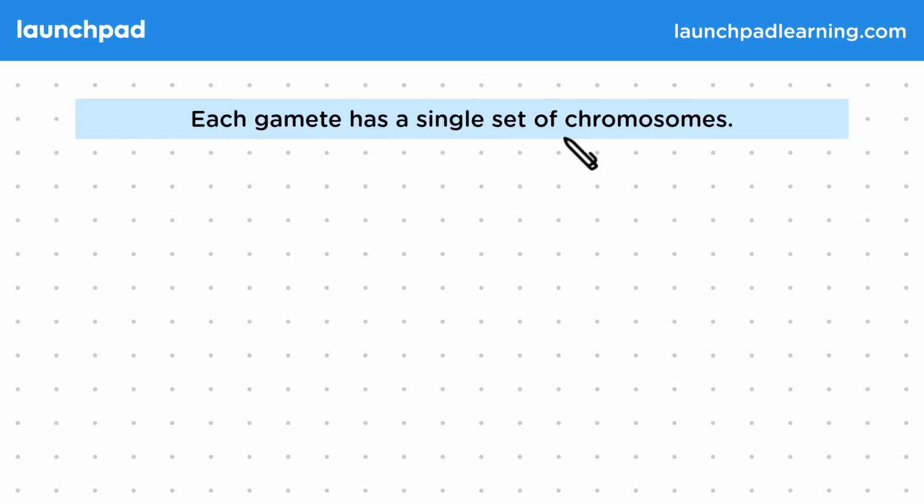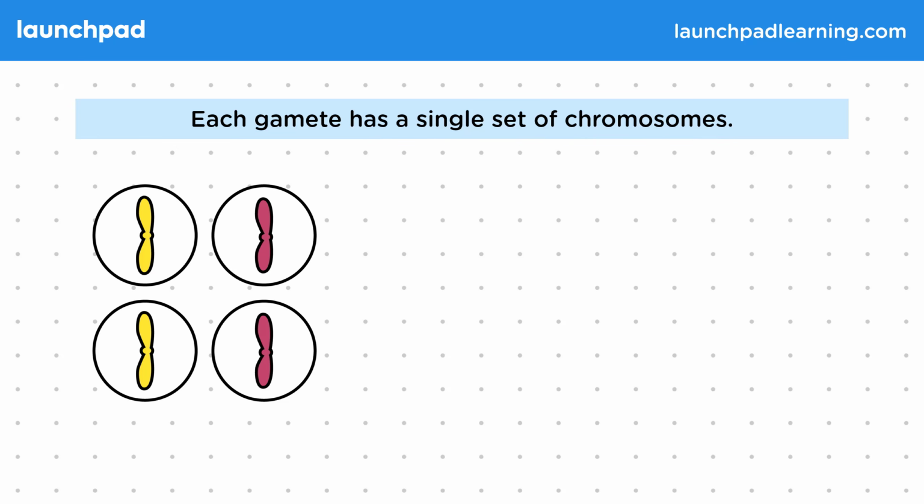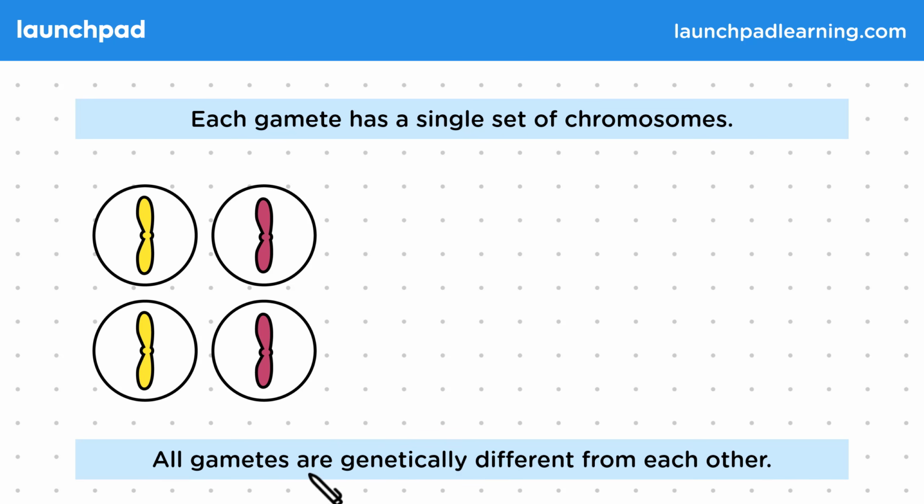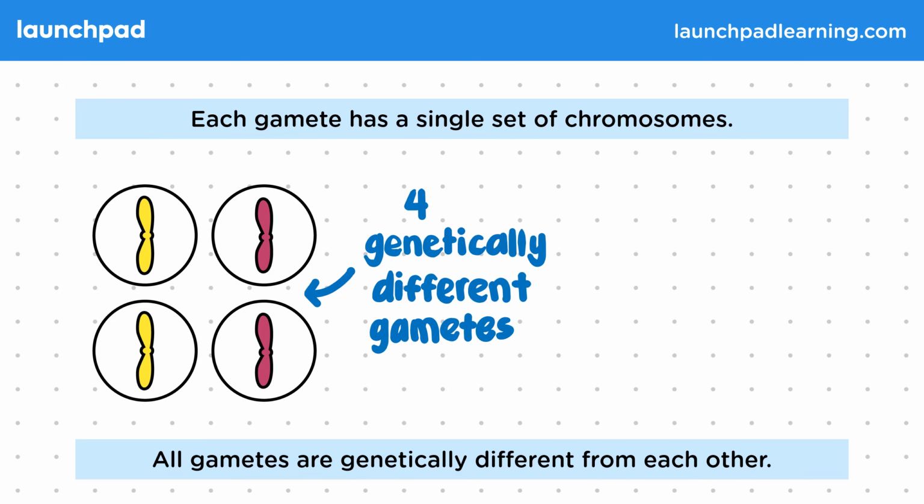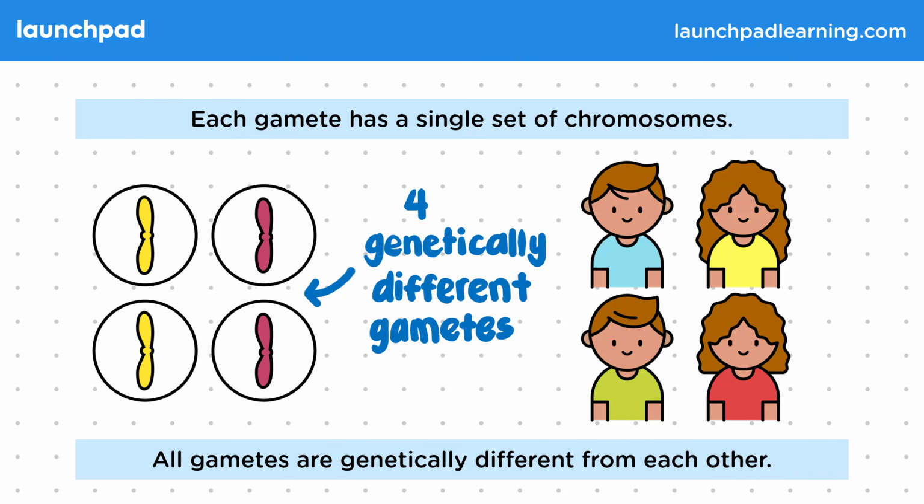Each gamete has a single set of chromosomes. So in humans, each gamete has 23 single chromosomes, with a mix from each parent. All gametes are genetically different from each other. Therefore, meiosis produces 4 genetically different gametes. Unless a person is an identical twin, they're not an exact genetic copy of their brother or sister. So the sperm or egg cells that made them must all be slightly genetically different. Meiosis produces this genetic variation, but you don't have to be able to explain how in your exams.